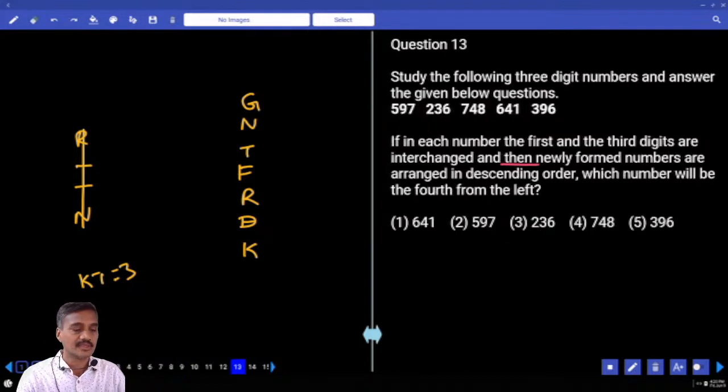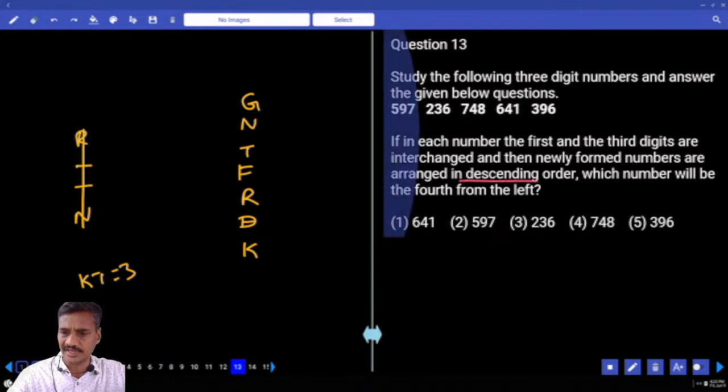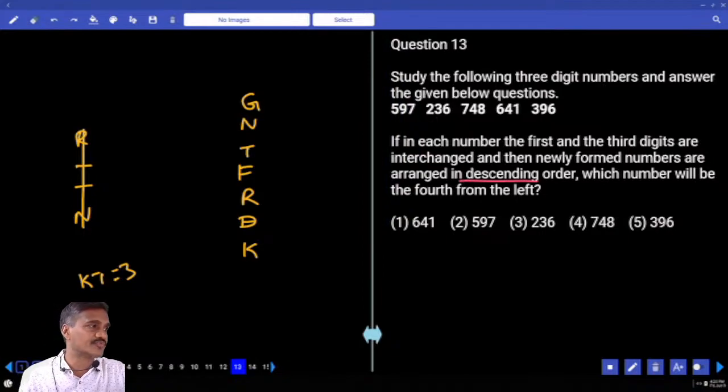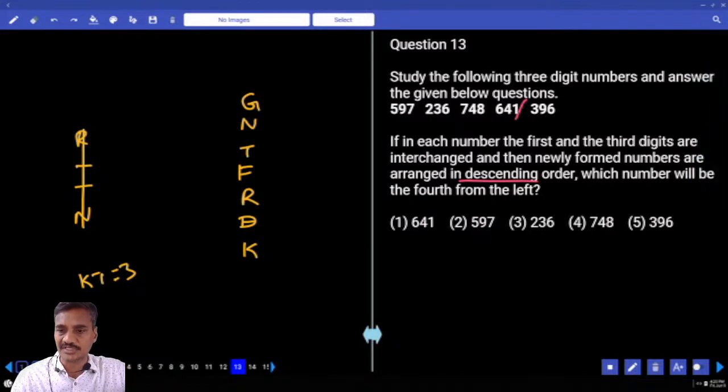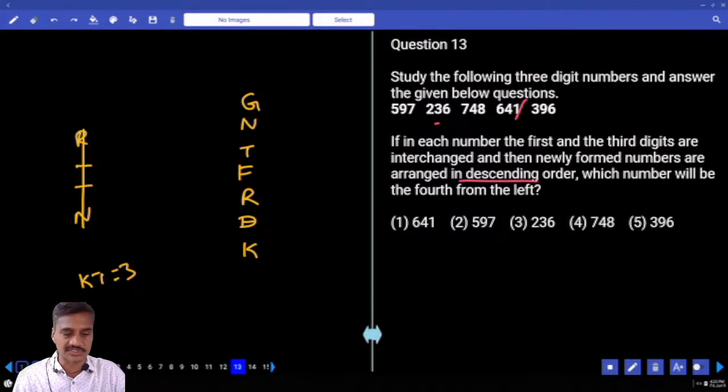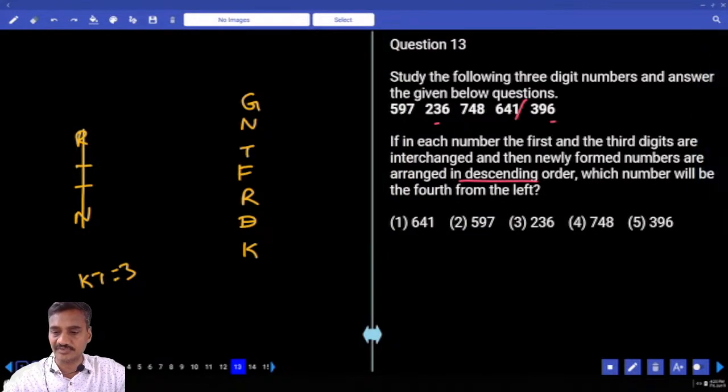The next one. Now 13 onwards. It is based on set of numbers. And 13th one, if in each number, first and the third digits are interchanged, means the entire number will be reversed. Isn't it? Then which number will be fourth from the left hand side? Now fourth from the left means, and they are arranged in descending order. Descending order, fourth from the left hand side means second lowest. Isn't it? Second lowest, 1 is the lowest and second lowest is, 236 and 630, 396. Out of which what is the second lowest?